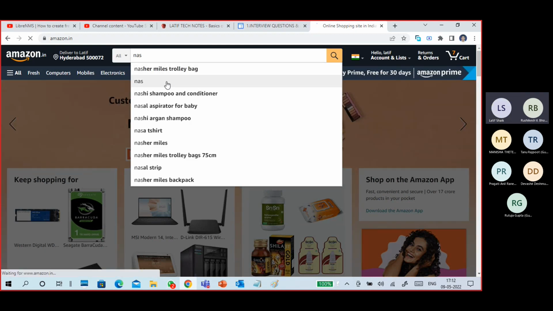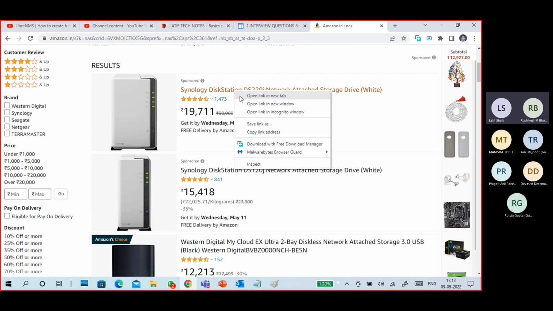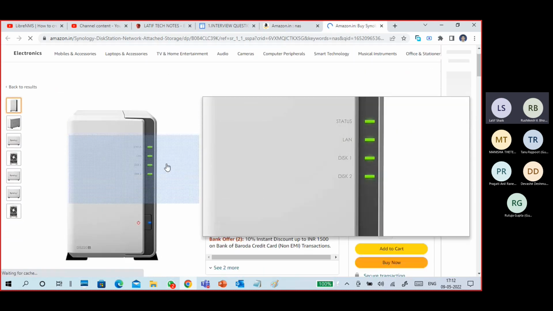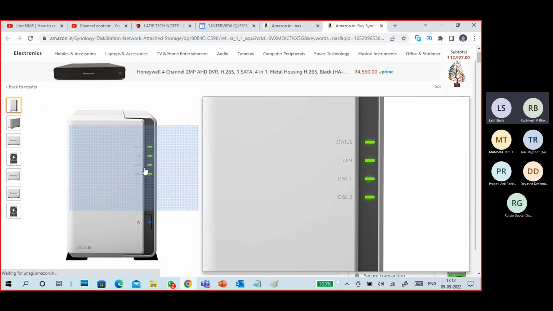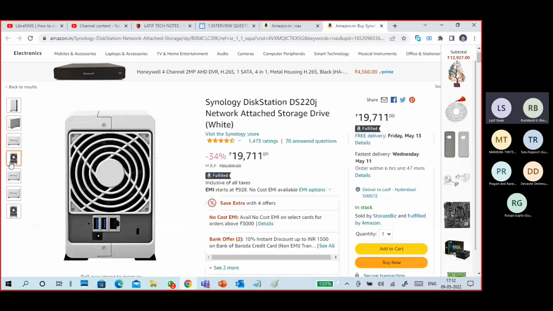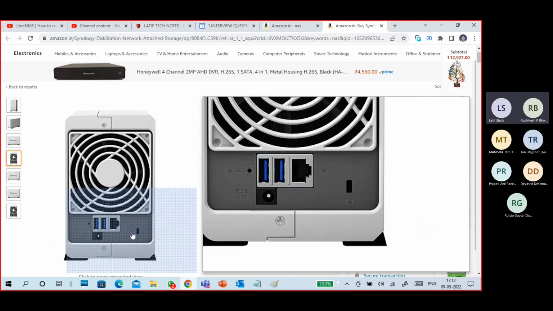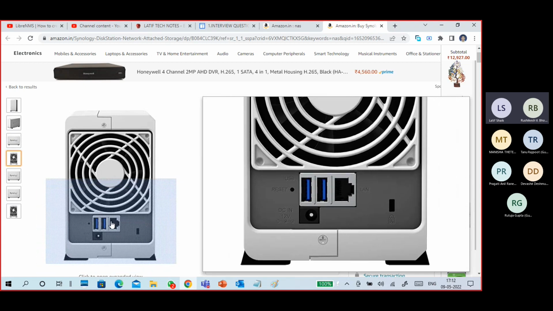For NAS, look at Flipkart or Amazon. You look at here. This is one example of network attached storage. Simply go and buy this NAS storage. It contains 2 disks and 1 LAN connection. We can insert the hard disks and connect this into your LAN. See, the LAN cable is there. There is a lock, USB is there, power connection is there, and LAN is there.